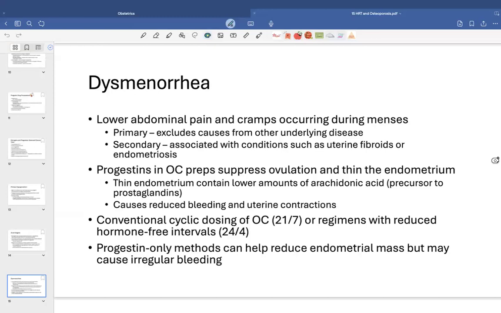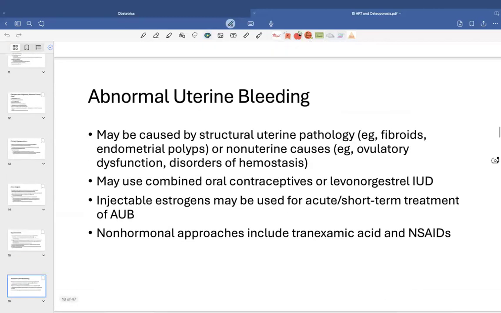Along those lines, estrogens are also used for abnormal uterine bleeding, which basically is just the bleeding, not necessarily the other dysmenorrhea symptoms. Here we're talking about abnormal uterine pathology such as fibroids or endometrial polyps, or you can see non-uterine causes such as ovulatory dysfunction, disorders of hemostasis, hemophilia, that sort of thing.